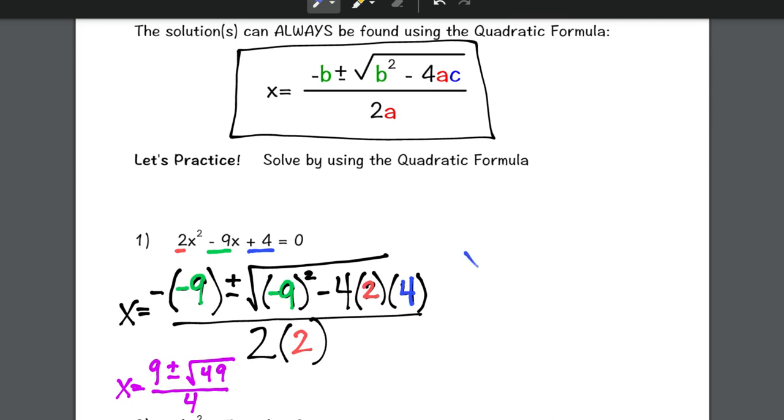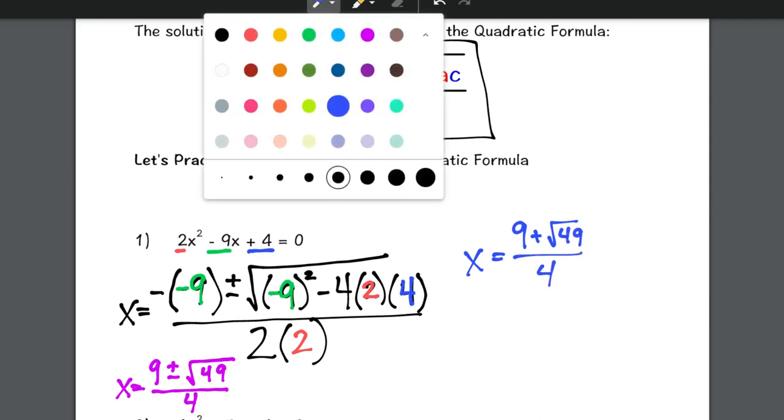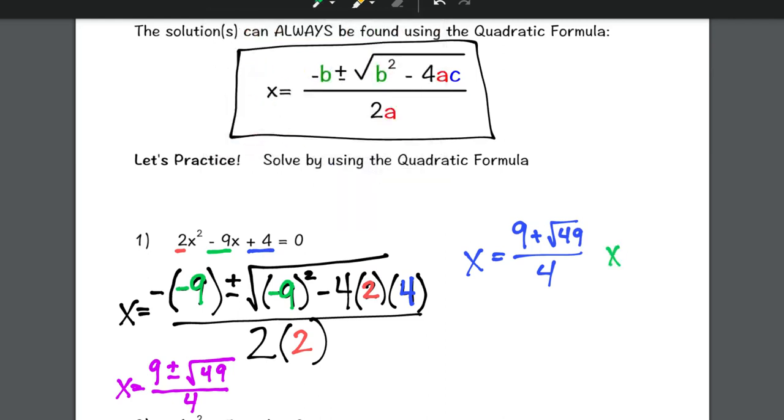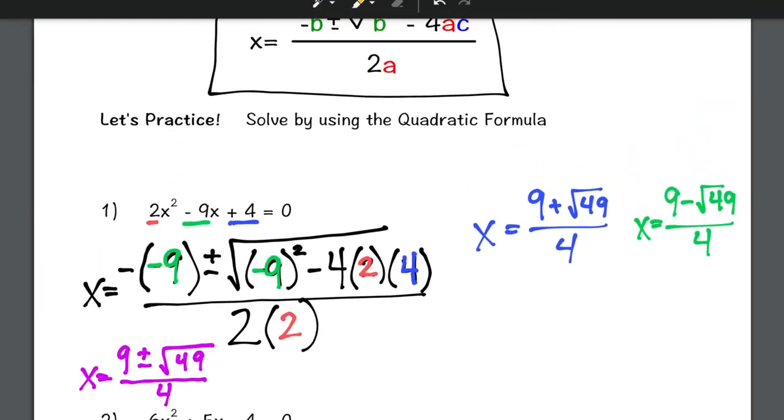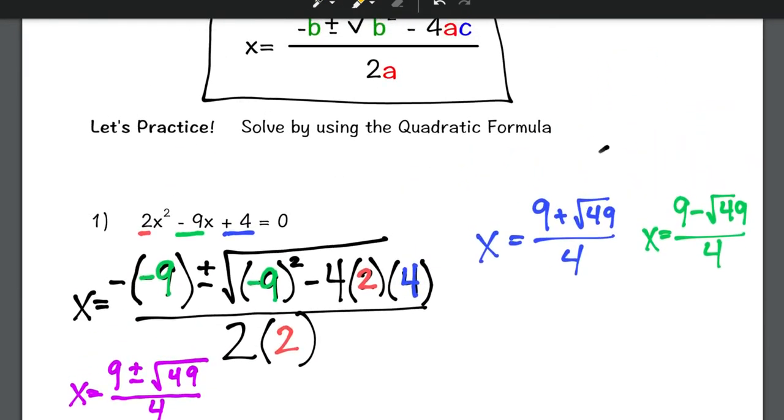So what I mean by that is we're going to come right over here, and I'm going to say x is equal to 9 plus the square root of 49 over 4. And then my second one is going to be x is equal to 9 minus the square root of 49 over 4. Okay, so that's the only difference, is that we are taking that plus and that minus, and at this point, we are separating them out into two different solutions, okay?